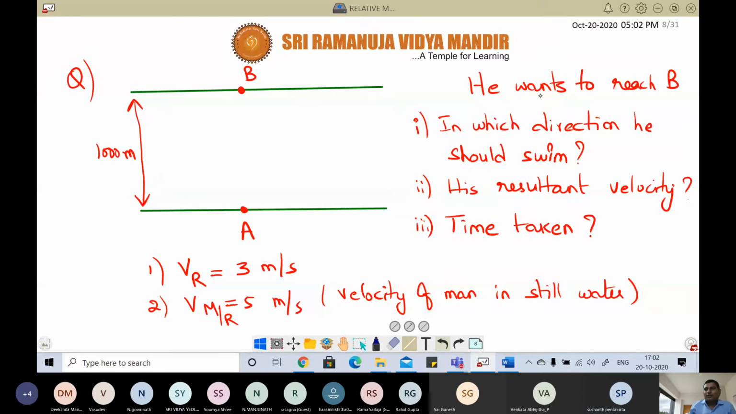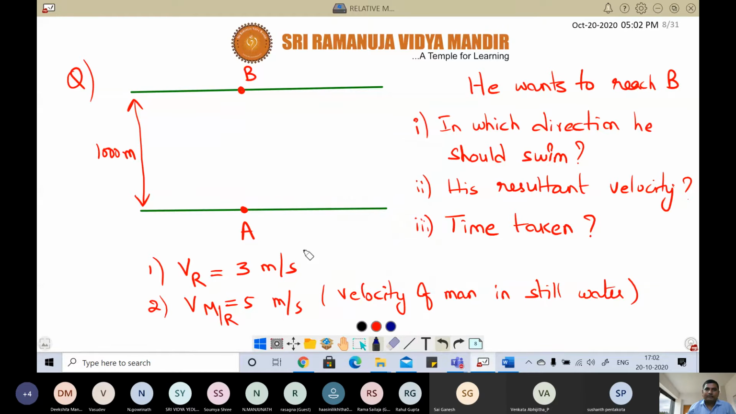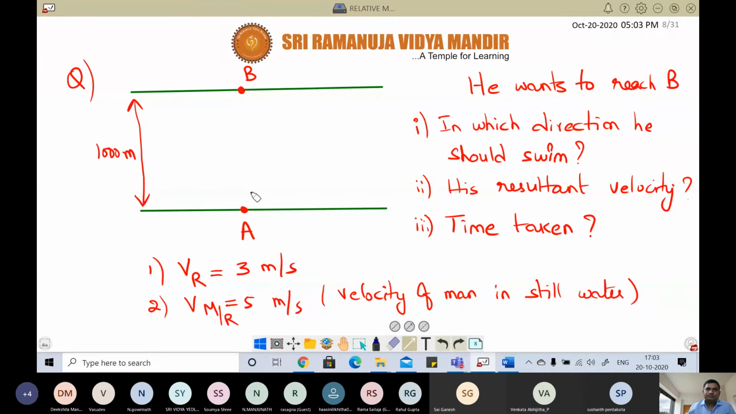See here. Finally, what does he want? He wants to reach B. Exactly, he wants to reach B. So that means finally he should reach B. So now you know that if the river is flowing, you cannot put your effort along AB. So that means your effort should be in some direction. Okay, so let us say your effort is in this direction.